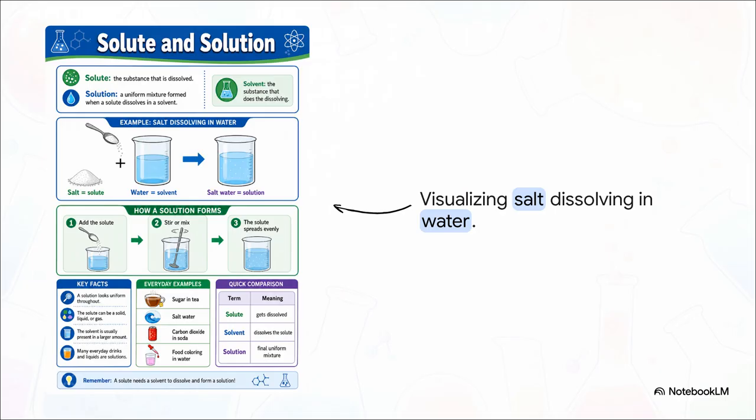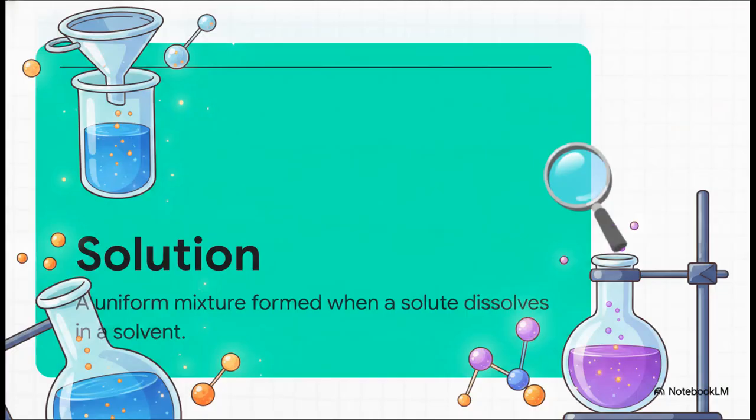And this brilliantly illustrates exactly what that process looks like in a classic beaker demonstration. Just look at the progression here. We start with our solid salt, that's our solute. We drop it into the water, our solvent. After a good stir, what do we have? Salt water. Notice how the final result looks exactly like plain water. You can't see the individual salt grains anymore, right? The solute has spread evenly to form a totally cohesive, unified solution. Which leads us to the official definition of our final product. A solution is a uniform or homogeneous mixture formed when a solute is dissolved in a solvent.